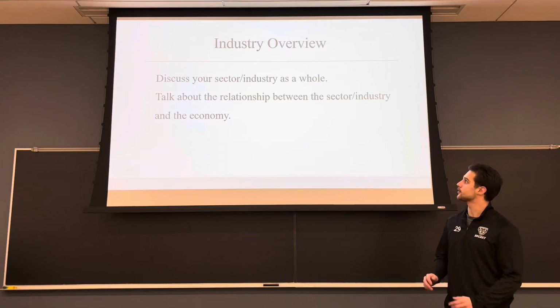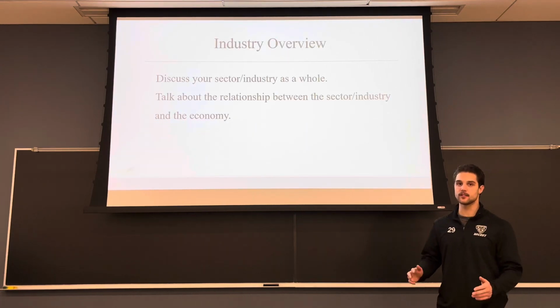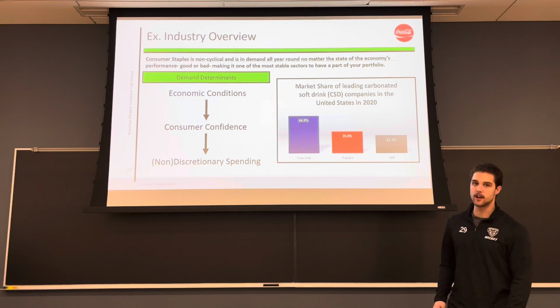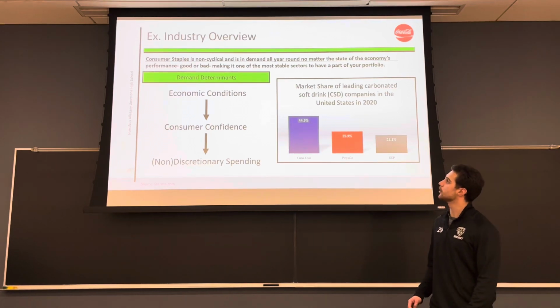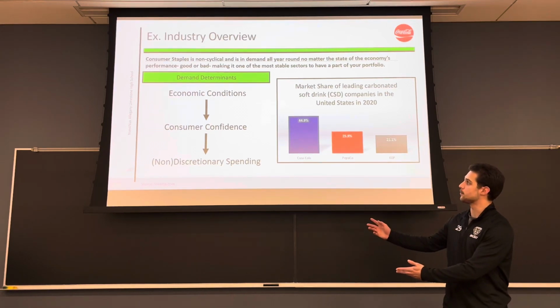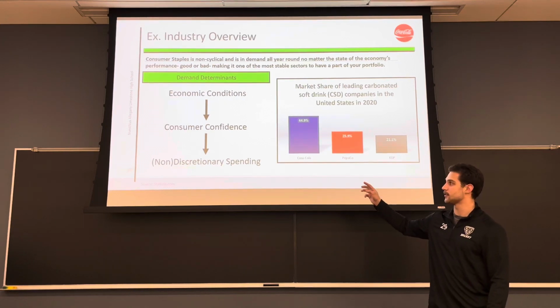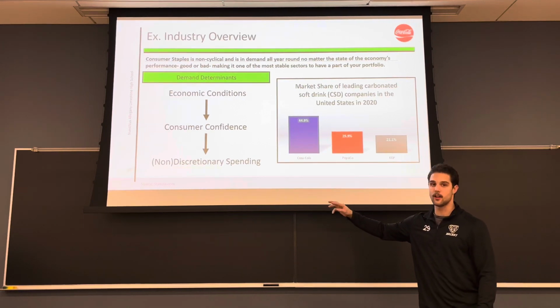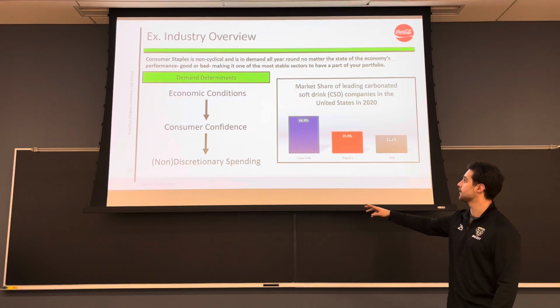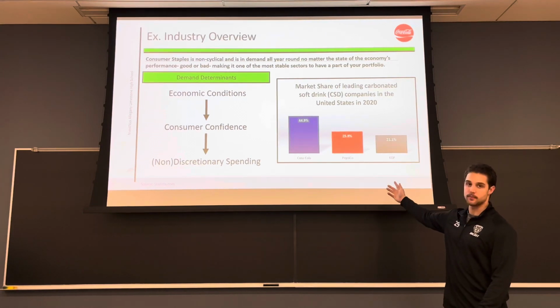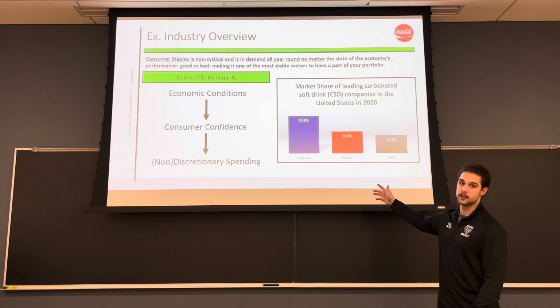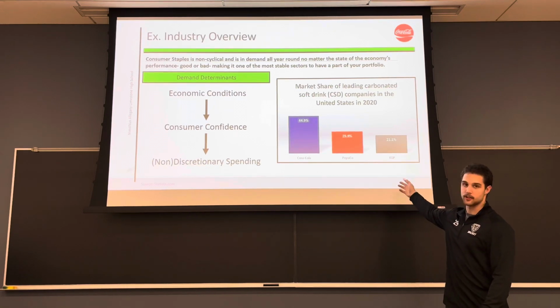All right, then next up for your stock pitch, you're going to go over the industry overview. In the industry overview, you're just going to talk about the sector and the industry as a whole and its relationship with the economy. An example for Coca-Cola is that it's in consumer staples. You've got the economic conditions, how that affects consumer confidence, discretionary and non-discretionary spending, and also the other competitors in that sector and how they're doing. Here we've got Pepsi and Keurig Dr Pepper.